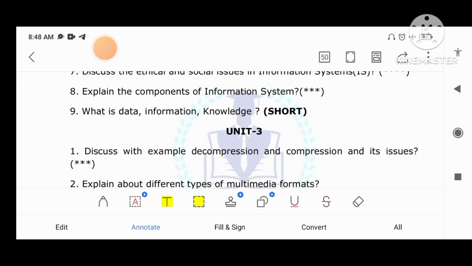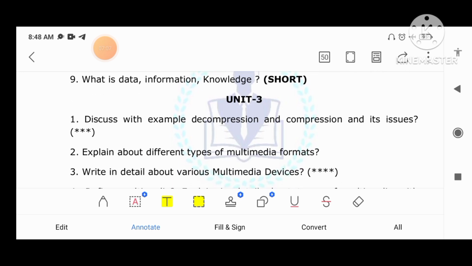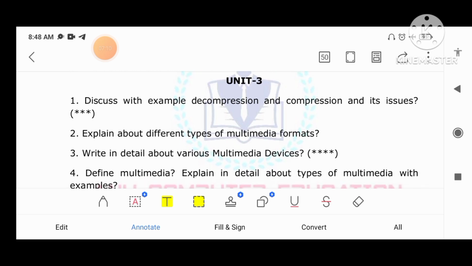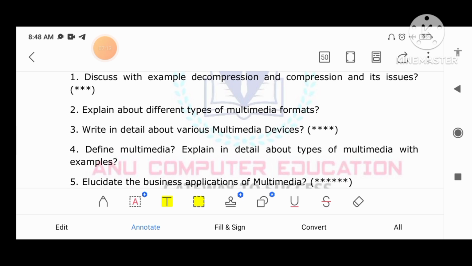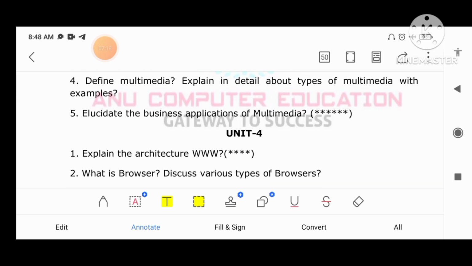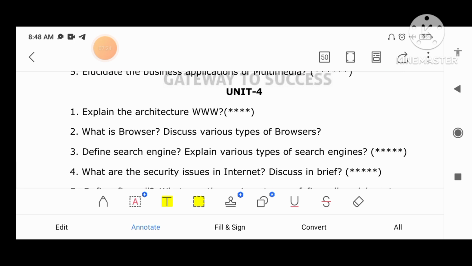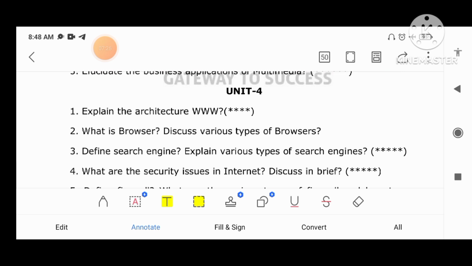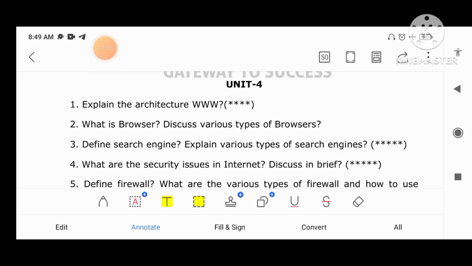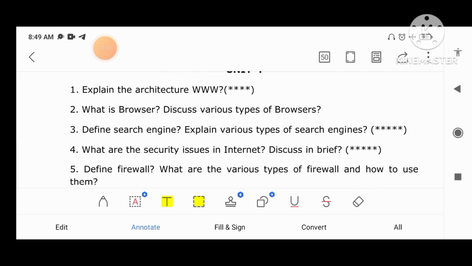So you have to focus on this question: decompression and compression and its uses, and different types of multimedia formats. Multimedia is nothing but a combination of audio, video, visual graphics, and all this is called multimedia. So how it will be useful in business, that you have to write. The star questions are very important. So what is the architecture of DBMS, and define browsers. When you are writing about browsers, write the name of the browser, who introduced the browser, and in which year they introduced it. And the search engines: you have various search engines like Google and Yahoo. All search engines you have to write.